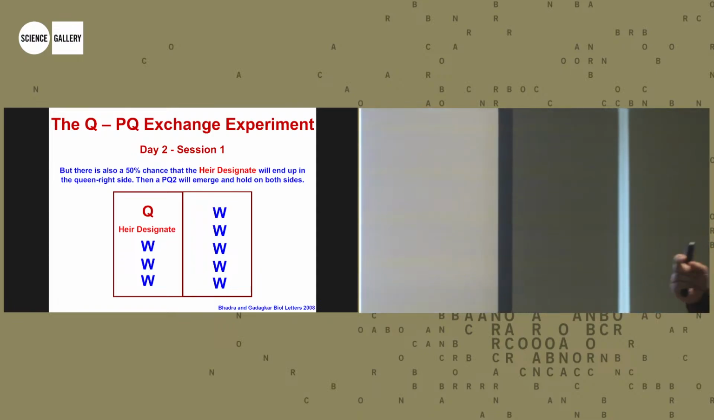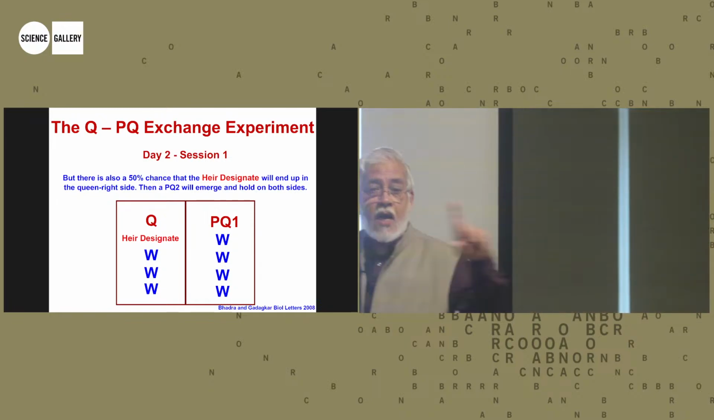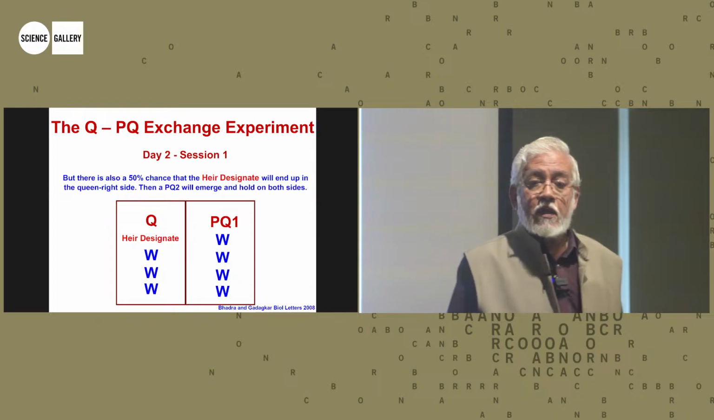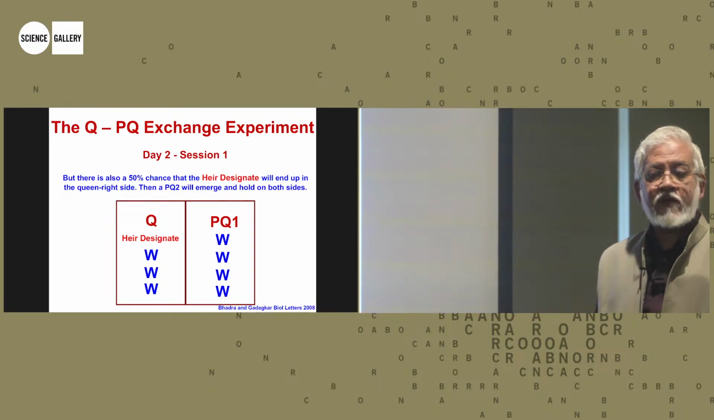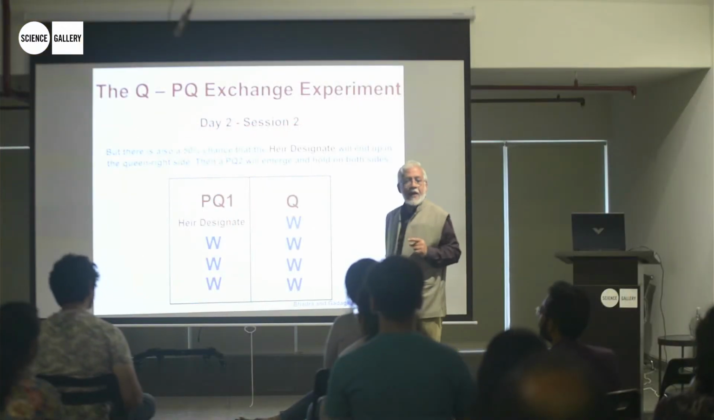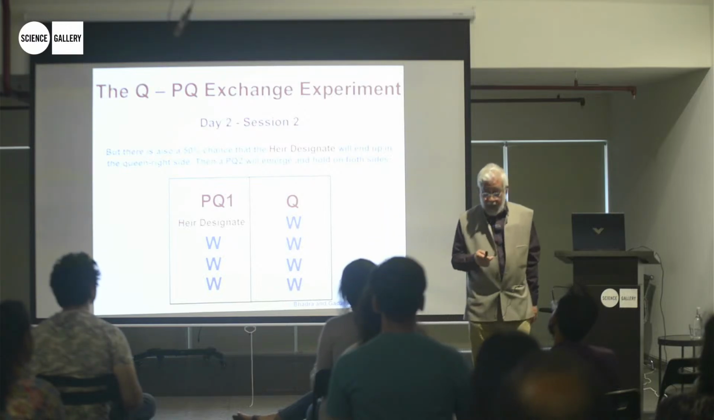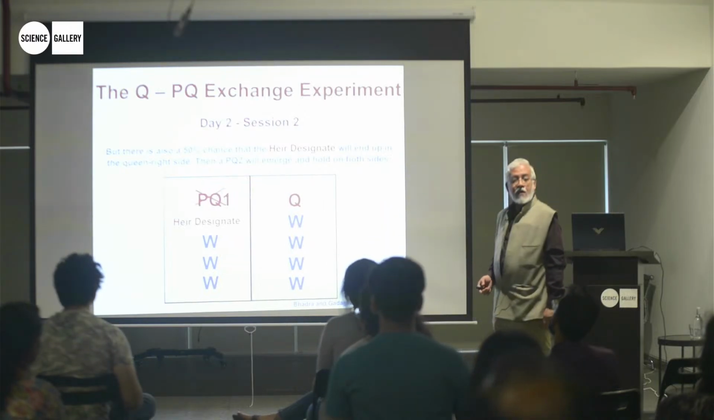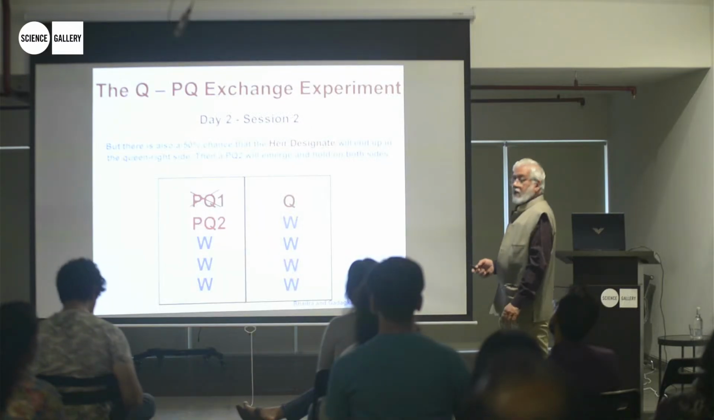But this potential queen is only the best here. She is not the heir designate for the whole colony. So what do we do? We will move her to the opposite side and bring her face to face with the real heir designate. That is the real heir designate. And now there should be a fight between these two, and we would predict that this individual should go back to work and this individual should become a potential queen, right?